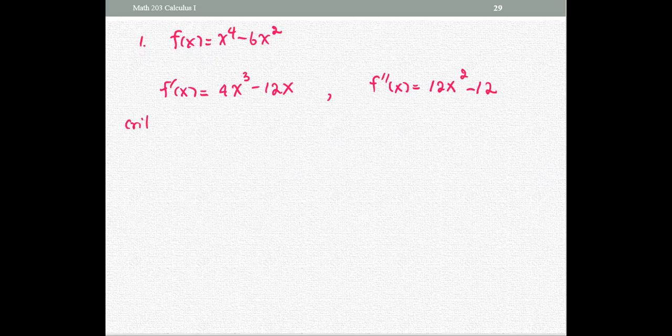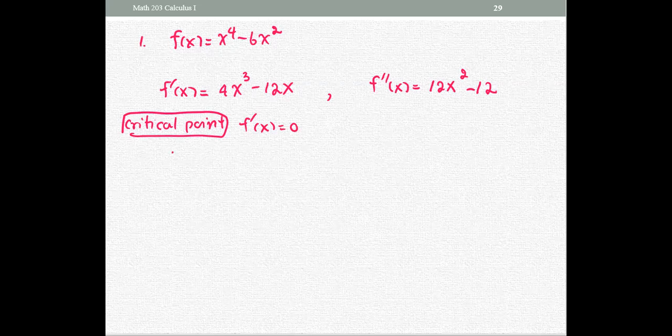Find the critical points. This is a polynomial function, so we just use the case f prime equals 0. So 4x to the third minus 12x equals 0, and solve the algebraic problem. Common factor 4x, and then in parentheses, we have x squared minus 3. Is that right? Yes. So 4x times (x squared minus 3) equals 0.